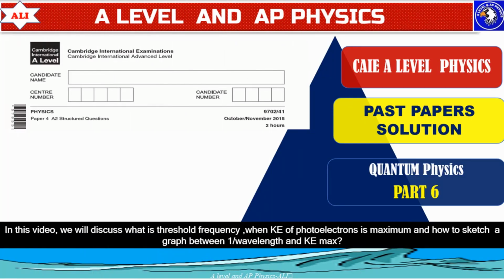Welcome to A-Level and AP Physics, a place where you can improve your understanding of physics with confidence. In today's class, we will talk about a quantum physics past paper question, and this question is very important because it is very common on A-Level exams. In this lesson, I'll explain what threshold frequency is and when the kinetic energy of photoelectrons is maximum, and how to sketch a graph between maximum kinetic energy and 1 over wavelength.